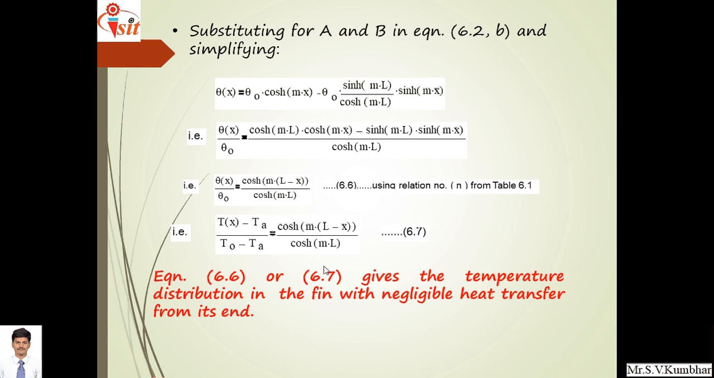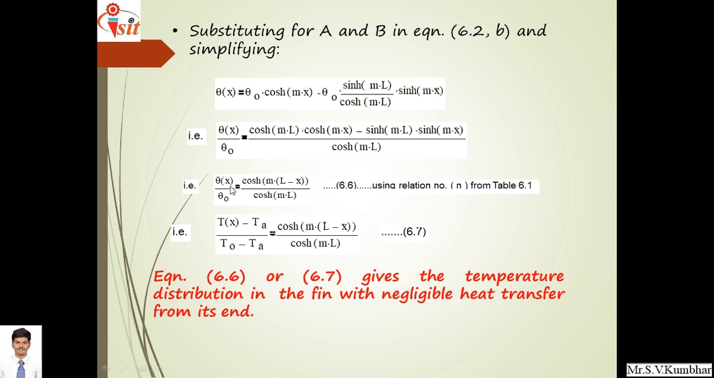Now substituting for A and B, we get theta x is equal to theta 0 cos hyperbolic mx minus theta 0 sin hyperbolic ml upon cos hyperbolic ml into sin hyperbolic mx. Now theta 0 is taken common and taken to the left hand side, and we do cross multiplication. We get theta x upon theta naught is equal to cos hyperbolic ml into cos hyperbolic mx minus sin hyperbolic ml into sin hyperbolic mx, upon cos hyperbolic ml. From the table we have seen the formula for this: cos hyperbolic m into L minus x upon cos hyperbolic ml.